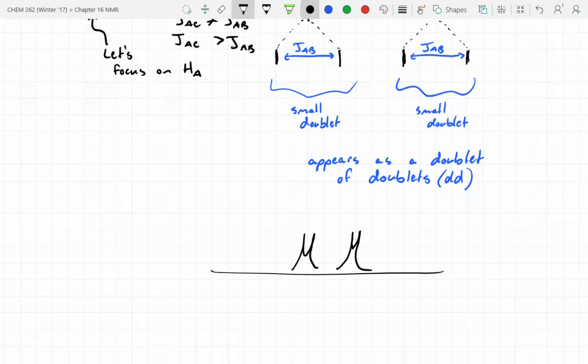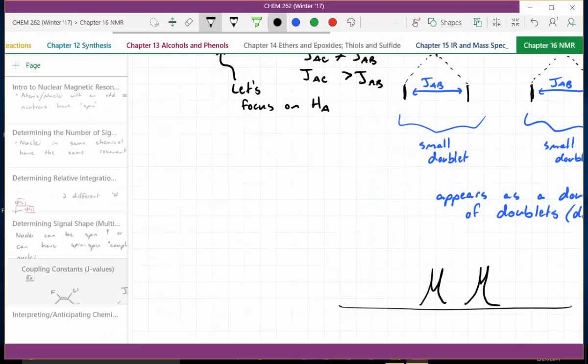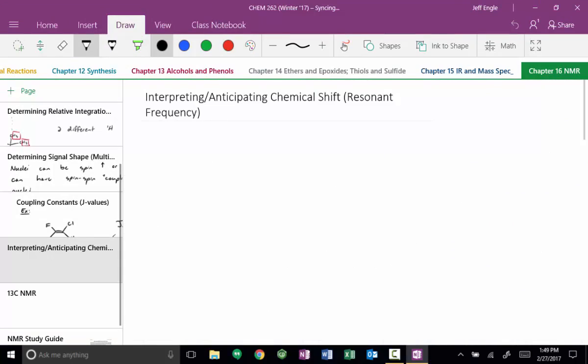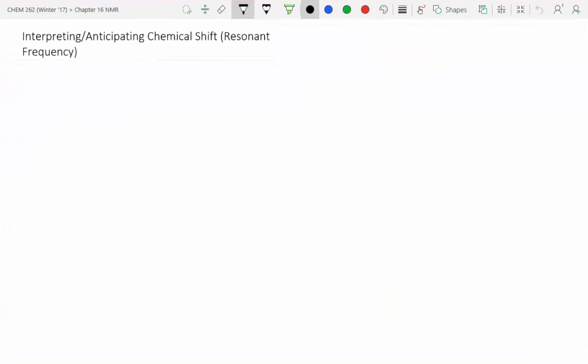All right, just a couple more sections. The next one is interpreting or anticipating chemical shift or resonant frequency for NMR. And we have to define this first. Chemical shift used to be defined as tau. It was an old unit used in like the 1960s, and then gradually we've moved away from that and we use ppm, or parts per million. And so let's define how we calculate parts per million.